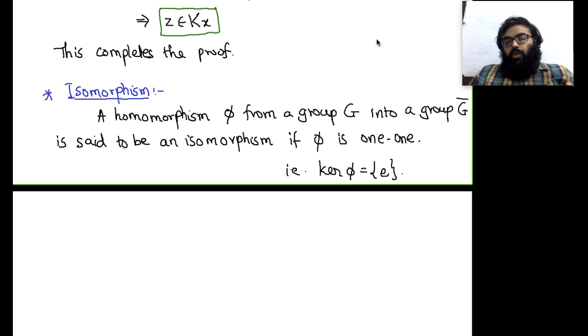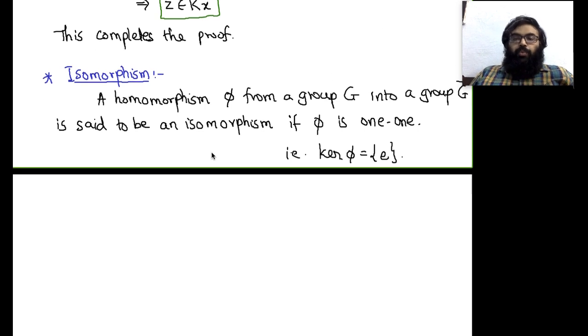So if phi is 1-1, then such a homomorphism is called isomorphism. So we have discussed all the examples of homomorphism in the last lecture. That is why I asked you to find out how many are 1-1, how many are not 1-1. So you have first of all examples of homomorphism. You can find which one of them will be isomorphism.